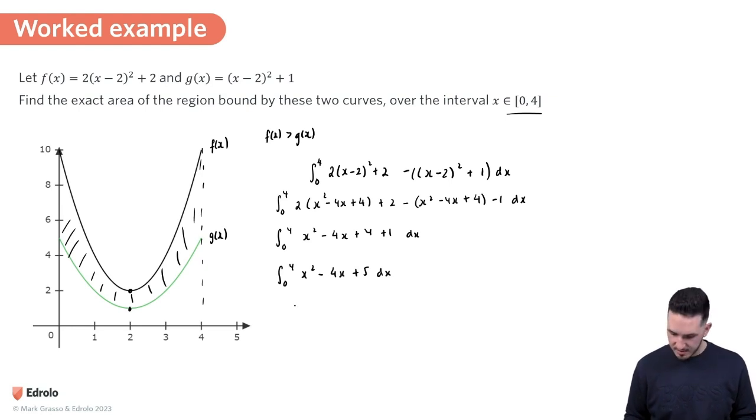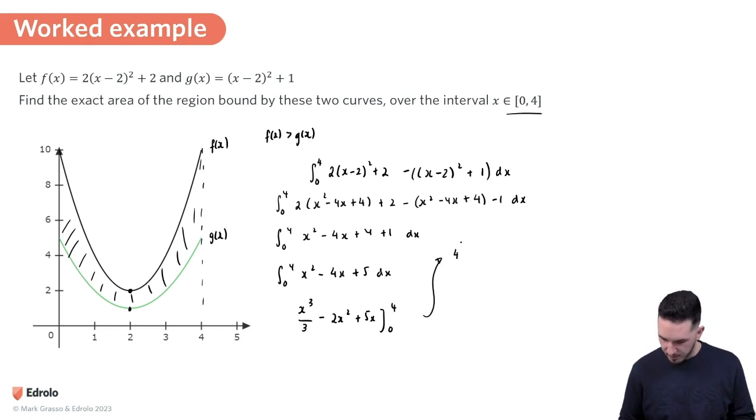Now we can integrate, so we're left with x cubed on 3 minus 4x squared on 2, which will just become 2x squared, plus 5x between 0 and 4. I'm not going to worry about the 0 because it's just all going to become 0, so let's substitute in the 4. So we have 4 cubed on 3 minus 2 times 4 squared plus 5 times 4.